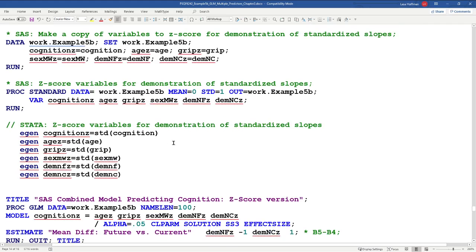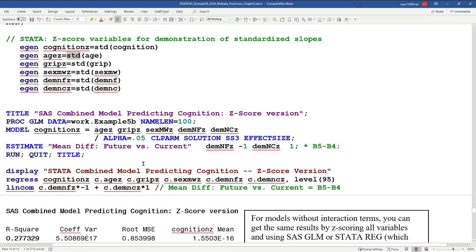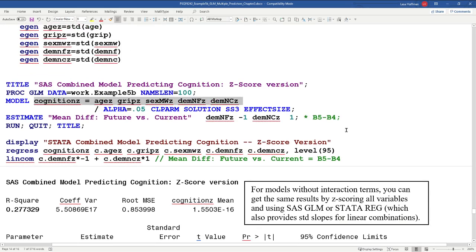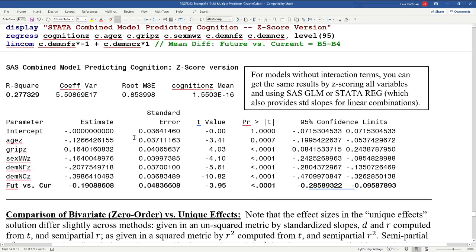Stata does the same thing with the std function with an egen. And so after I create z-scored versions of all of my variables, I could estimate the usual proc glm or the usual regress using all the z-scored versions, and then the slopes that I get out of the model are directly standardized slopes. That means that I would have my usual cadre of estimates and contrasts and all the other things at my disposal, which is very convenient.